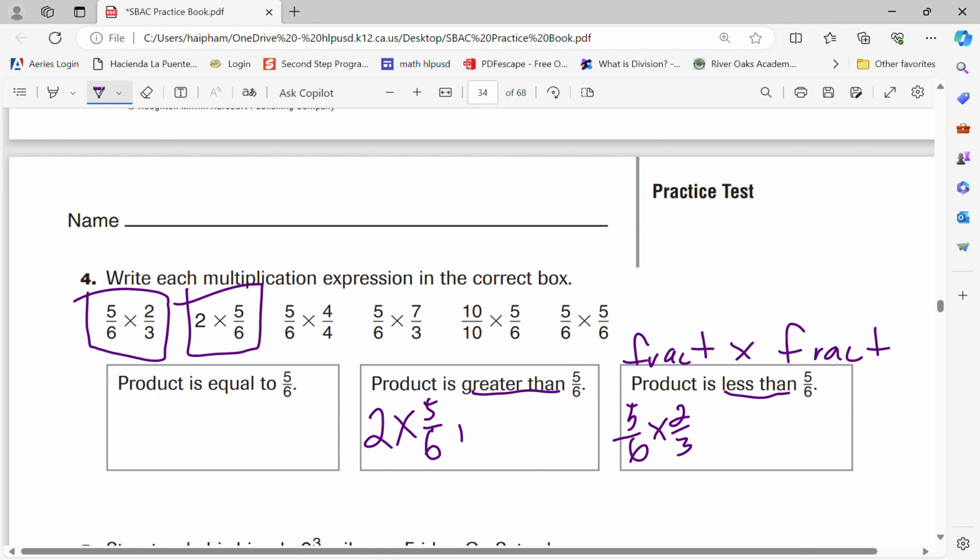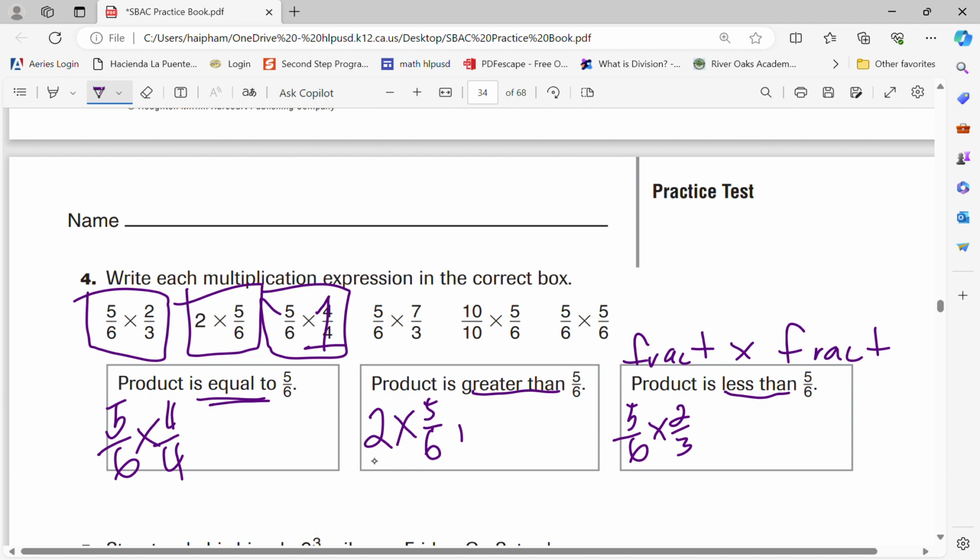Next, we have 5/6 times 4/4. Remember, 4 divided by 4 will give me 1. So that should be equal to, anytime you multiply a factor by 1, it's going to stay the same. So we have 5/6 times 4/4 here.